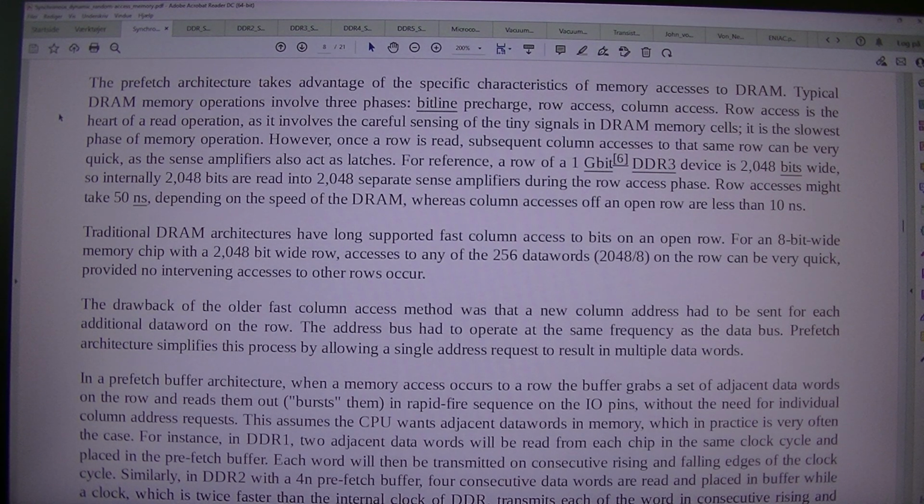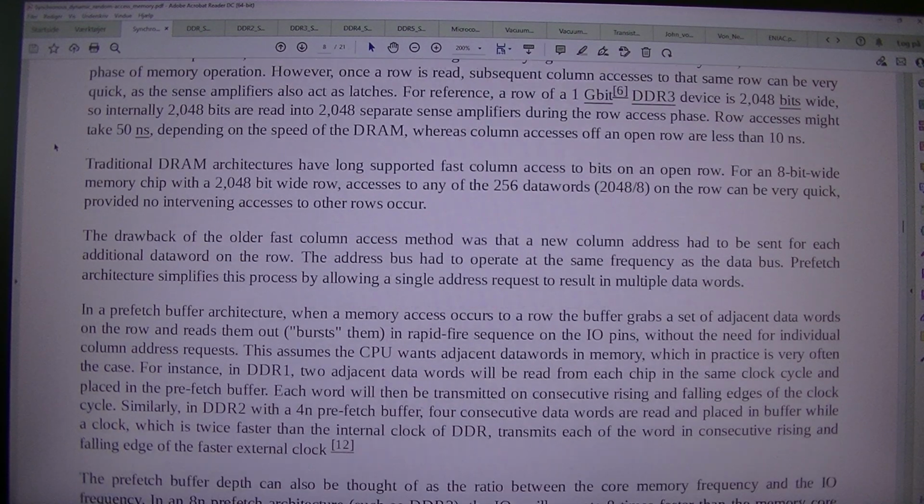Row access is the heart of a read operation, as it involves the careful sensing of the tiny signals in DRAM memory cells. It is the slowest form of memory operation. However, once a row is read, subsequent column accesses to that same row can be very quick, as the sense amplifiers also act as latches. For reference, a row of a 1-Gbit DDR3 device is 2048 bits wide, so internally 2048 bits are read into 2048 separate sense amplifiers during the row access phase.